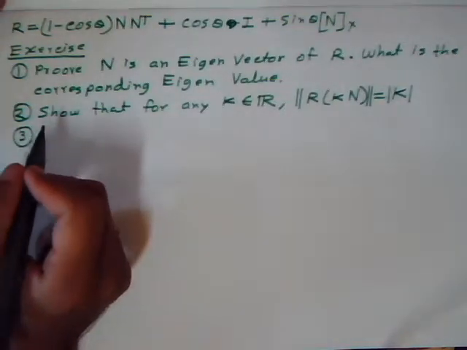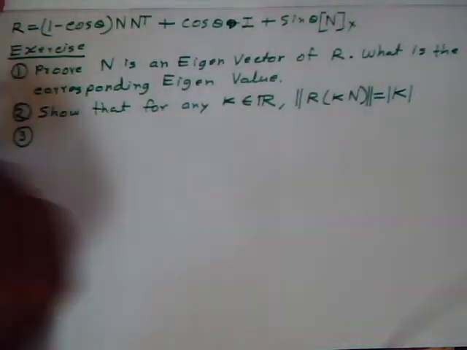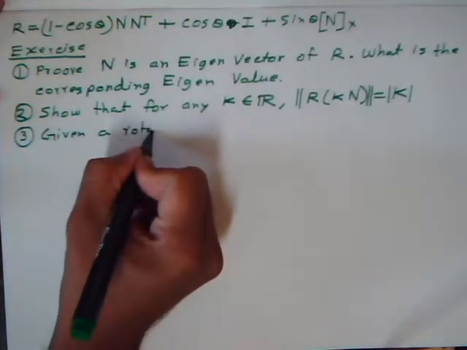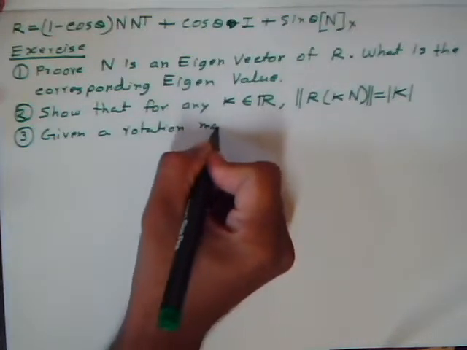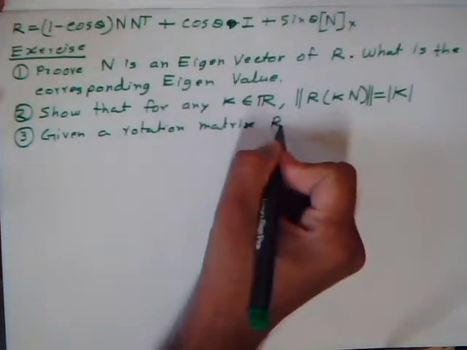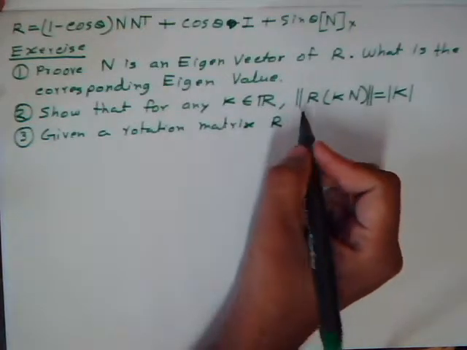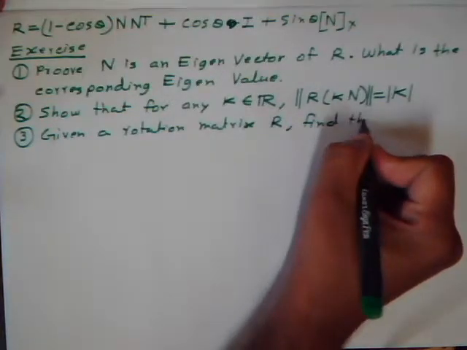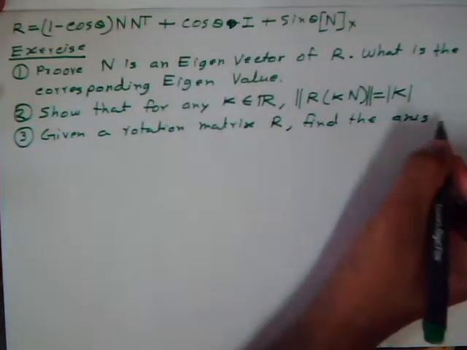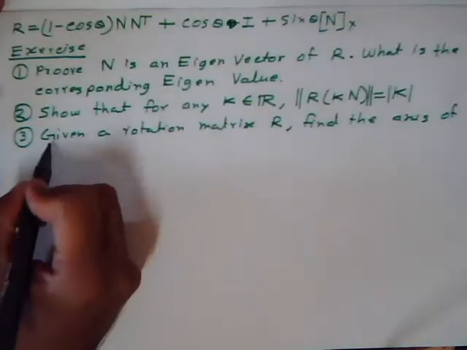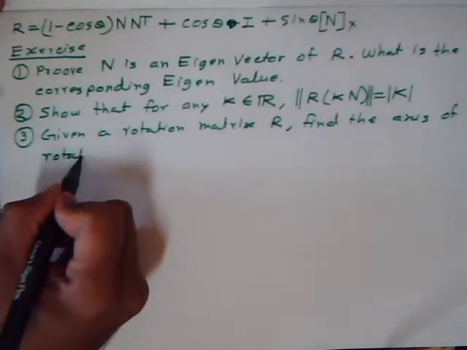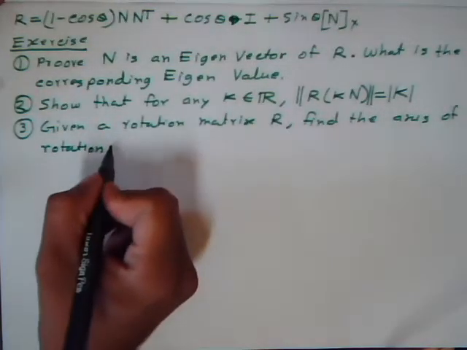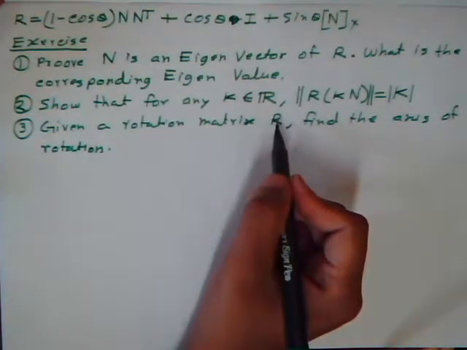Next, 3. Given a rotation matrix R, a 3 by 3 rotation matrix, find the axis of rotation. So what is the axis of rotation when a rotation matrix is given?